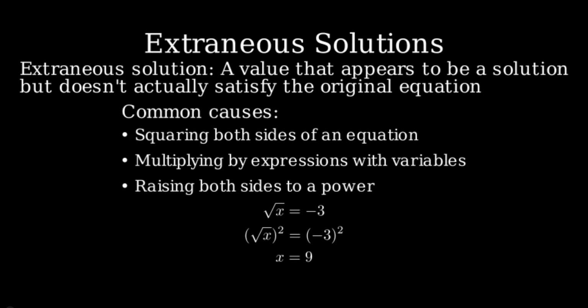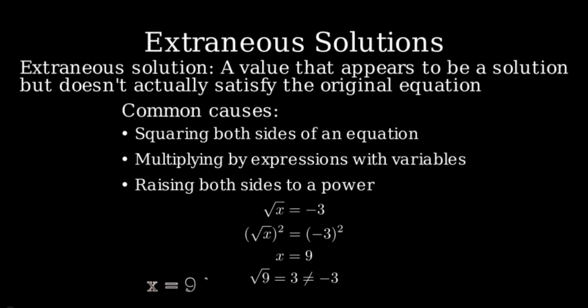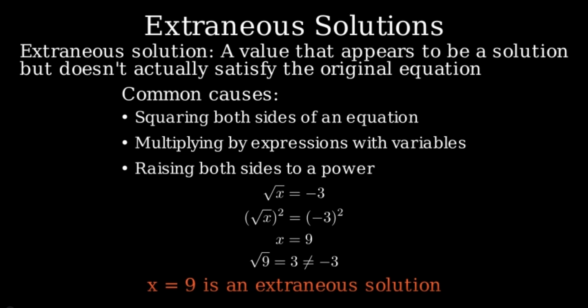Let's check if x equals 9 is actually a solution by substituting it back into the original equation. The square root of 9 equals 3, not -3. So x equals 9 is an extraneous solution. The original equation has no real solutions because the square root of a number cannot be negative.